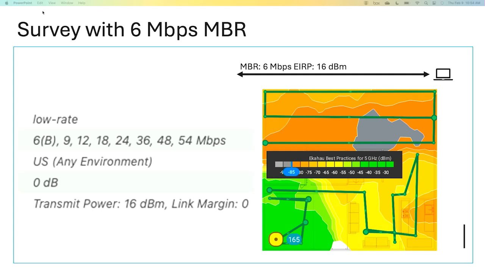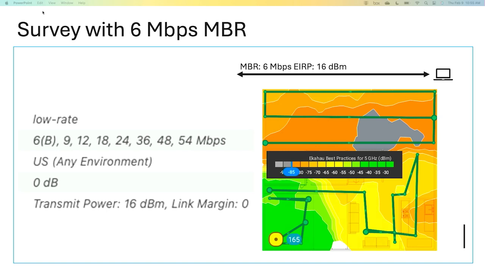For my testing, and I encourage everyone to feel free to use your own testing, I created two different SSIDs. One was low rate, one was high rate. Low rate was using a 6 meg MBR, high rate was using a 36 meg MBR. I used Ekahau and Sidekick to do a little walk in my house. It's not a big house, so I had to go outside my house to do some of the walking.